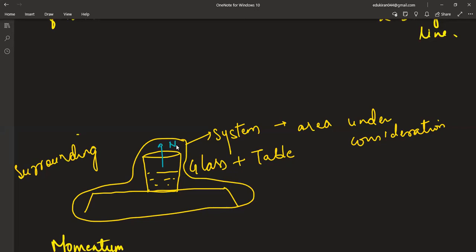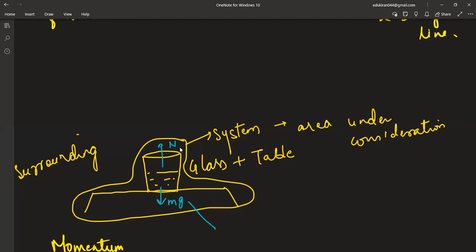Suppose this glass of water is kept on the table. One force that we'll be talking about is the normal reaction. This glass is kept on the table. We have studied mg, weight, the gravitational force, that will keep on acting. So see, these are the forces occurring within the system only, right? The table is exerting a normal reaction. The gravitational force is pulling the glass downward. So these are the system's internal forces.